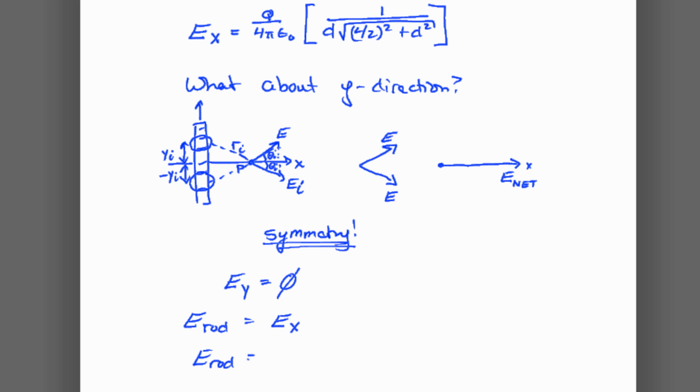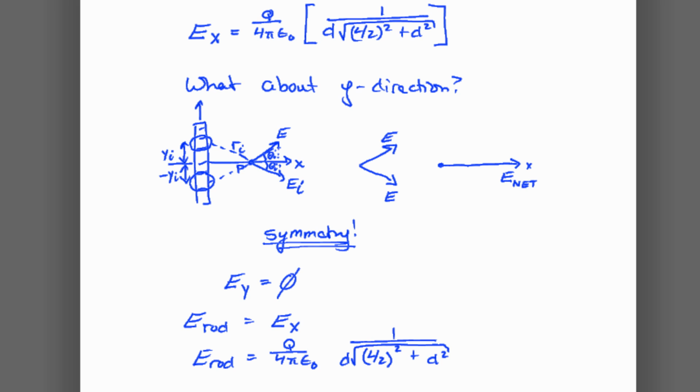So rewriting what we calculated for the x direction, and since we're only talking about magnitude here, we're going to use the absolute value of Q, just to make it a little more general. In this example, we said it was positive, but the strength of this electric field would be the same regardless of whether it's negatively or positively charged.